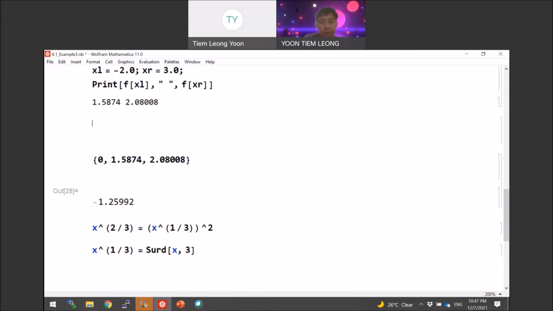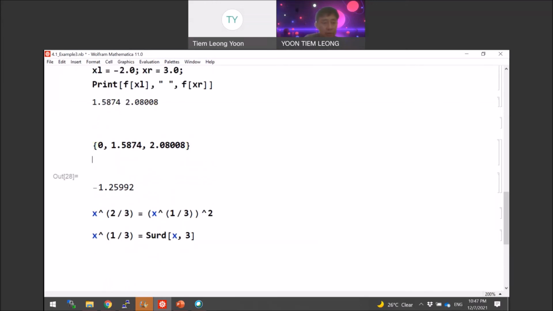So let us come back to here. The largest value among these 3 numbers is 2.08008. So this is the value which is the absolute maximum. This is the value of the function, and the value of x corresponding to the absolute maximum is when x equals 3. So this is your absolute maximum.